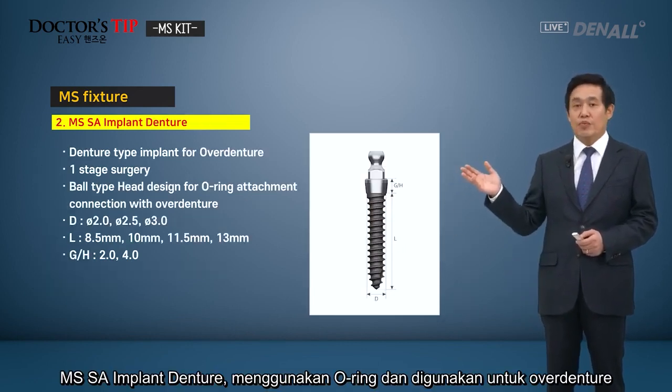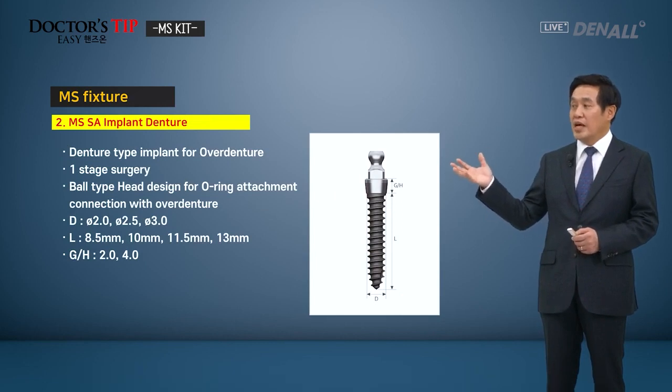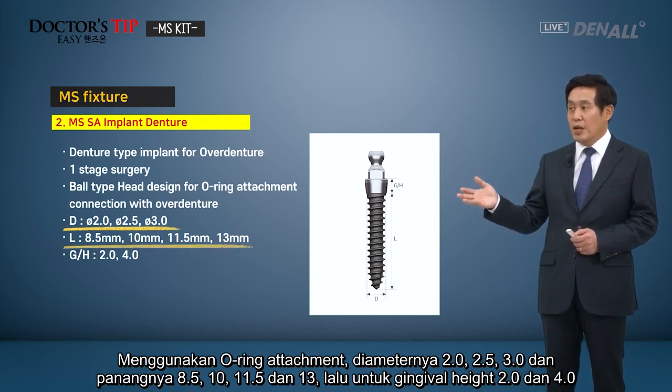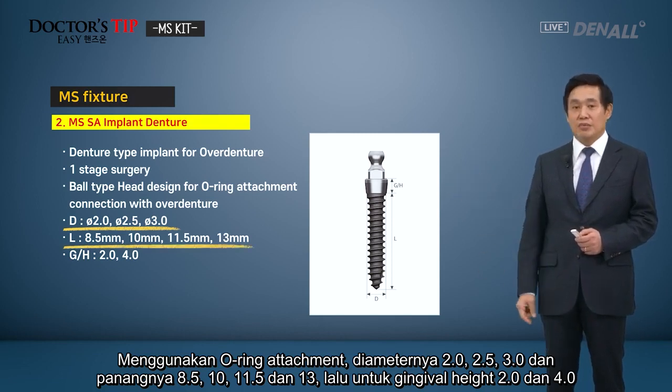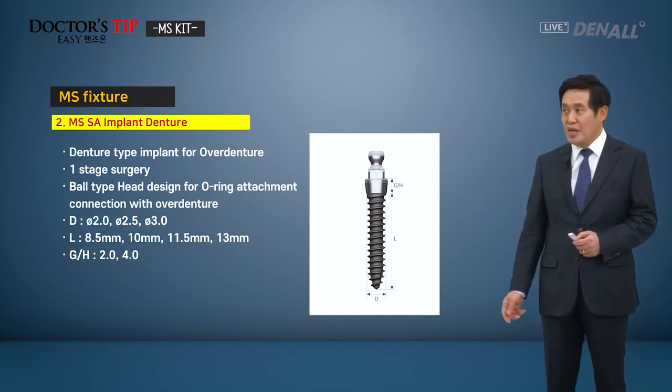And the implant denture type uses an O-ring, and it can be used for overdenture. You can use the overdenture O-ring attachment, and diameter is 2.0 to 3.0. Length is from 8.5 to 13 millimeters, and gingival height for the implant denture type is 2 types, 2.0 and 4.0.